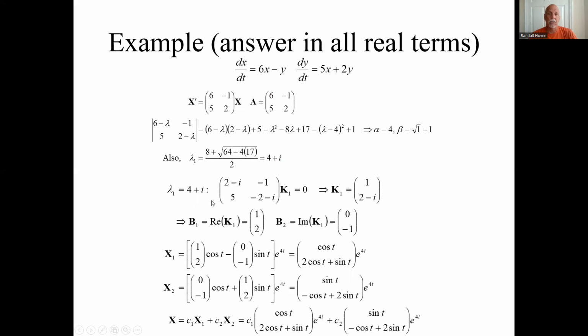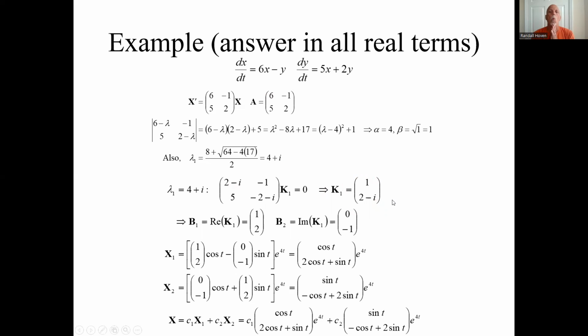Let's see, okay, let's find the K1. I only need to find K1. Let's find that eigenvector. Here's the eigenvalue. So I'm subtracting 4 plus i off of 6. I have 2 minus i, and this will be minus 2 minus i. The rest of it's the same. And if you use my trick, it'll be this over minus that, or vice versa. I could do minus this over this. There you go. There's our eigenvector. 1 over 2 minus i.